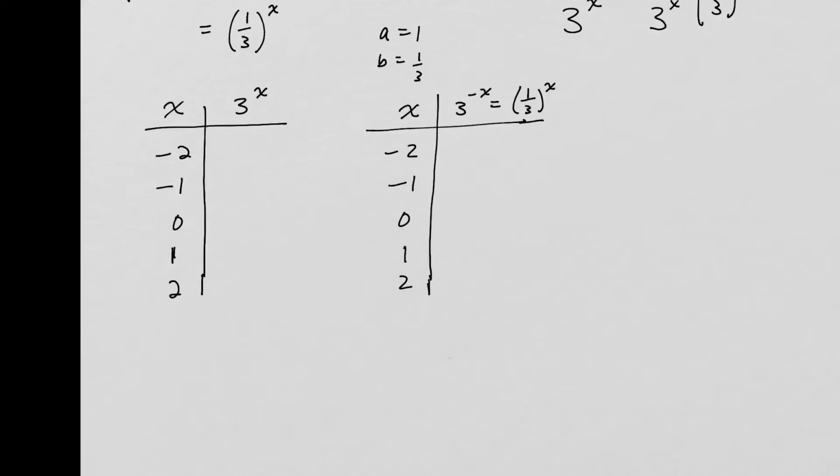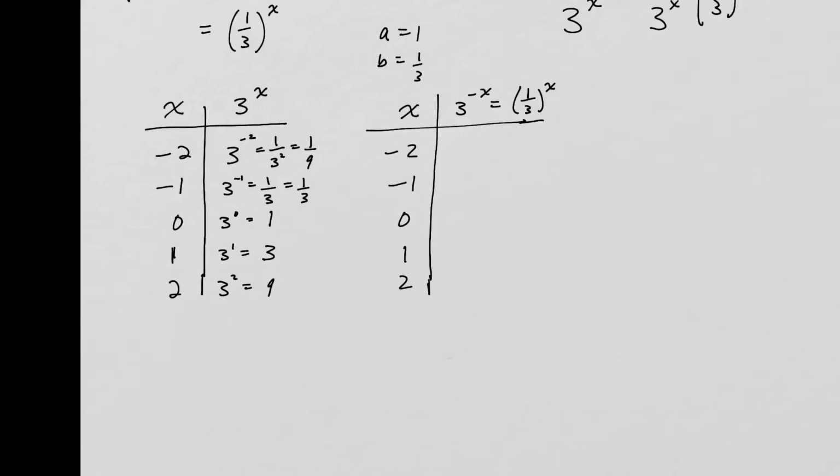Okay, well, what is 3 to the x when x equals -2? Well, that's the same as 1 over 3 squared, so this is 1/9. What about 3 to the -1? Well, that's 1 over 3 to the 1, so that's just 1/3. 3 to the 0, well, you have to remember anything to the 0 power by definition is equal to 1. 3 to the 1 is simply 3, and then 3 squared is going to be 9.